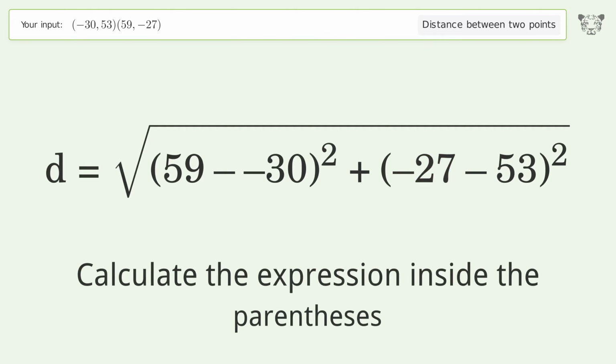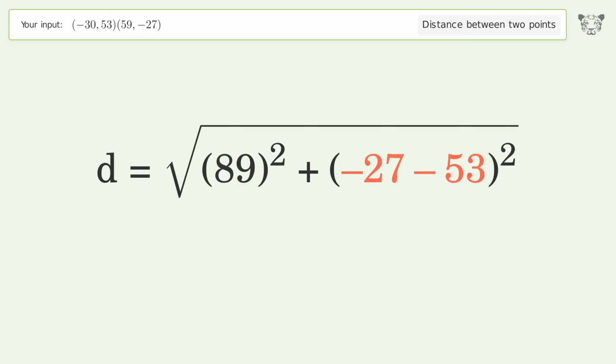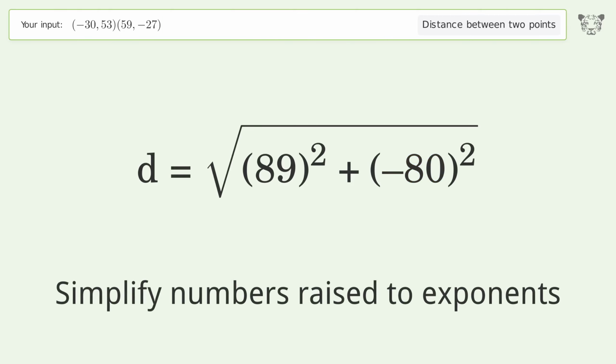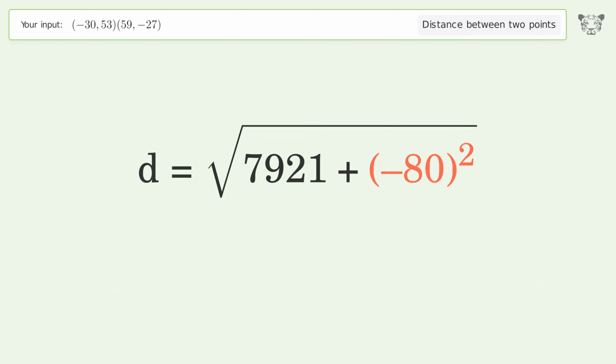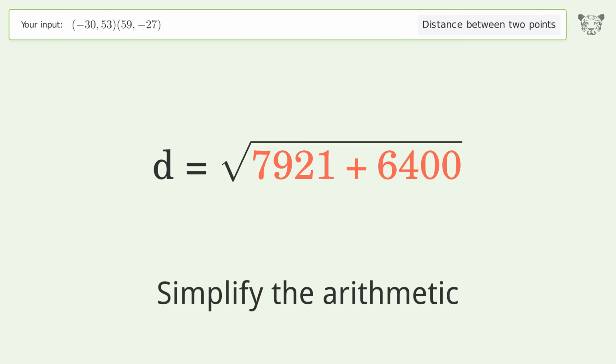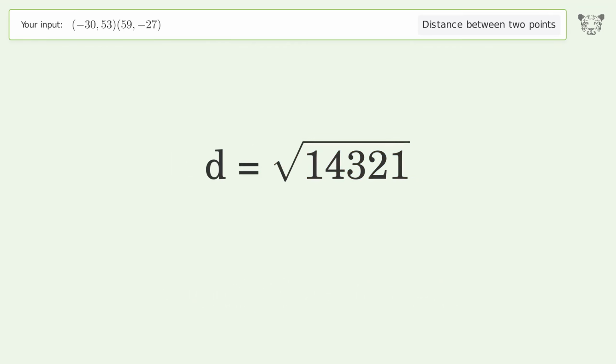Calculate the expression inside the parentheses. Simplify numbers raised to exponents. Simplify the arithmetic. And so the distance between the 2 points is the square root of 14,321, or 119.67.